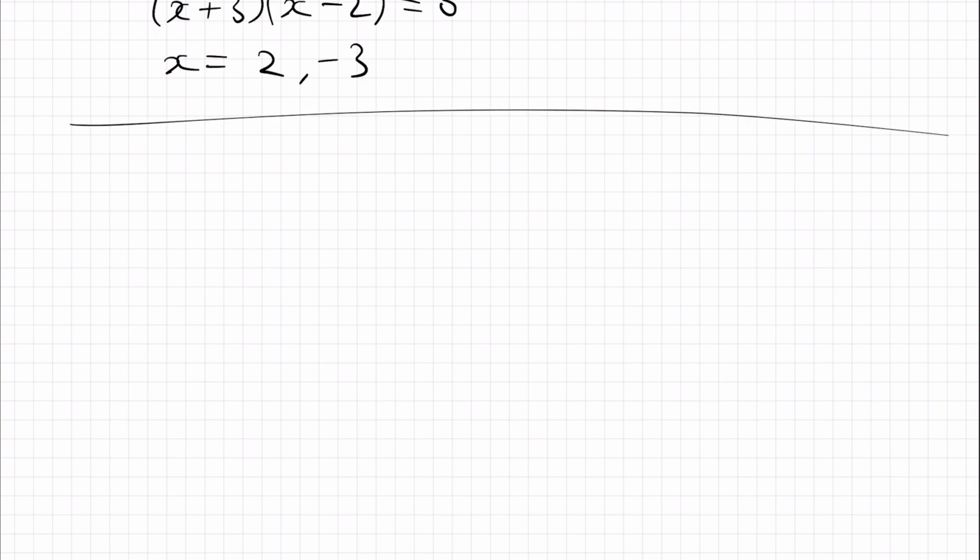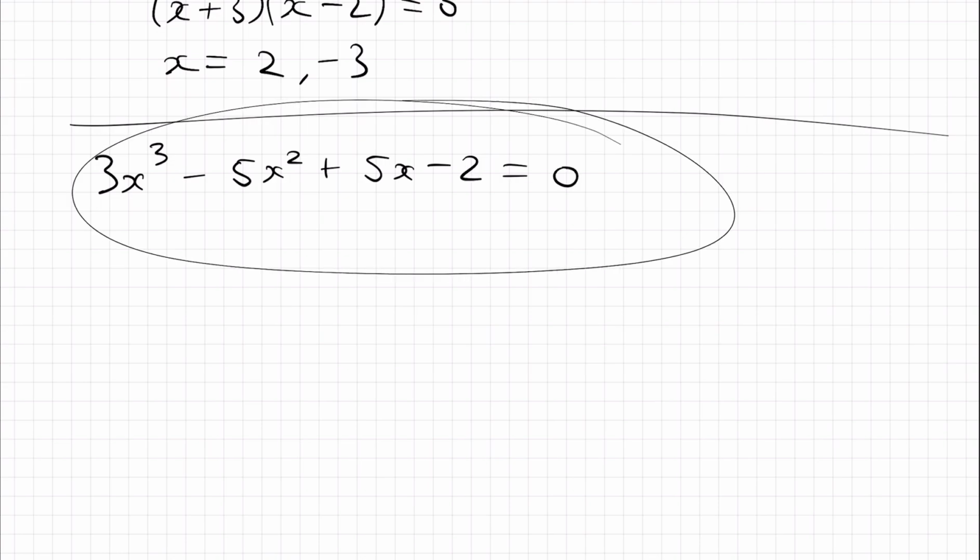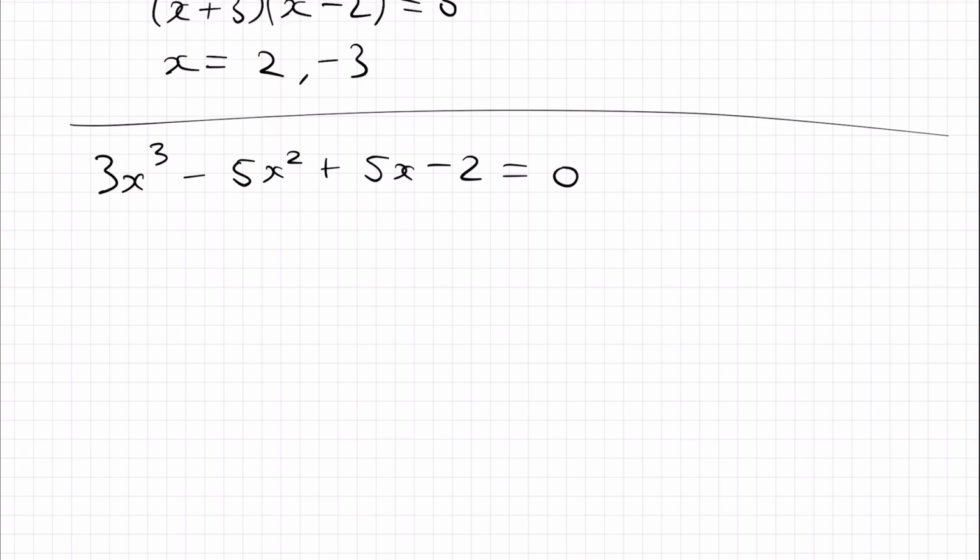And we're going to have another example. We're trying to solve the equation 3x minus 5x squared plus 5x minus 2 is equal to 0. So this is slightly more complicated. I don't think you'd be able to just look at this and immediately give me a solution. Like 1 isn't a solution. If we do that, it's actually going to give us 1. So that's not a solution.